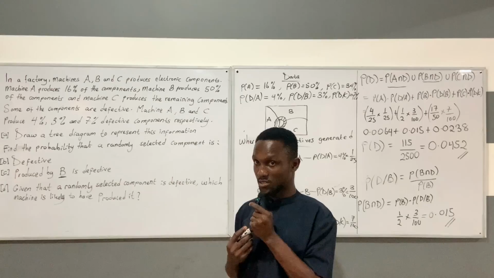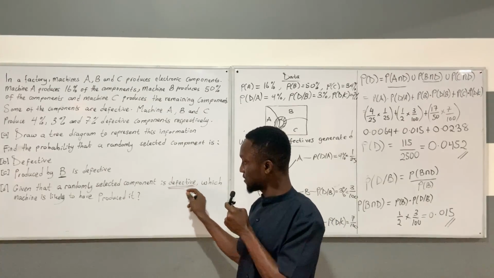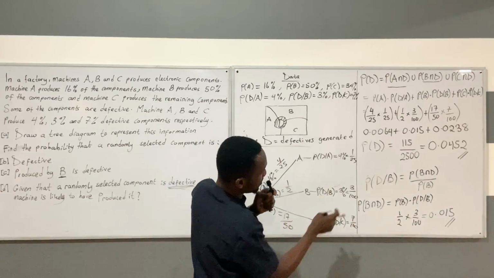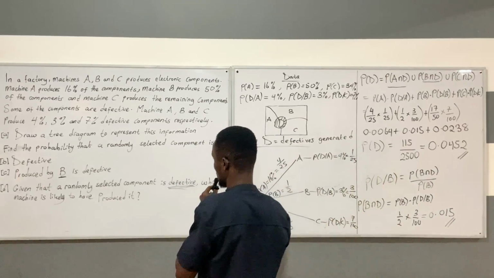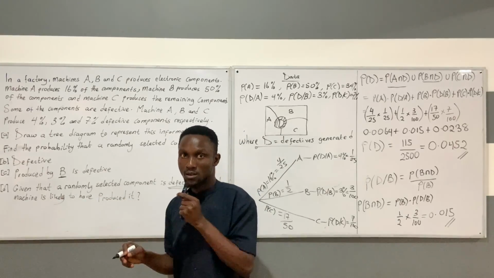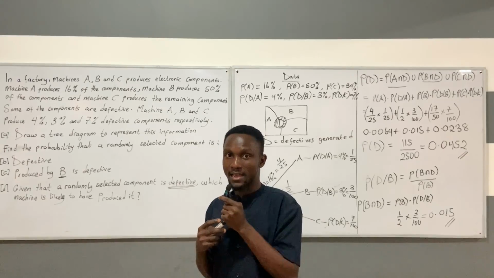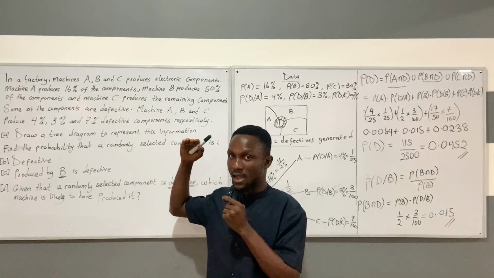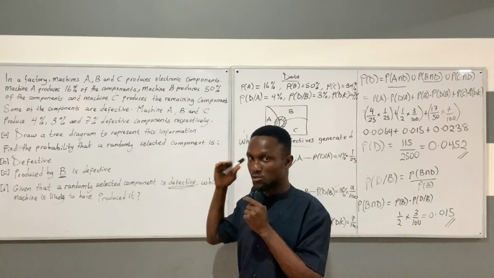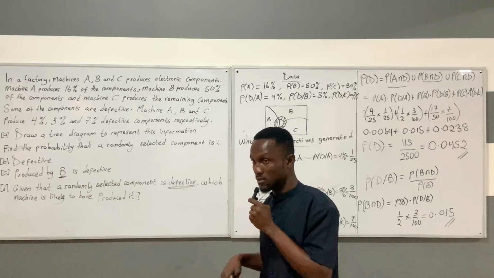So now as we move to the last question, it says that given that a randomly selected component is defective, now watch carefully. This time we are conditioning on the defective D, which we already have. So which machine is likely to have produced it? Because we don't know which machine is likely to have produced the defective, we need to find the probability of defective for all the 3 plants. Okay, plant 1, plant 2, and plant 3, or machine 1, machine 2, and machine 3. Let's see what we have.